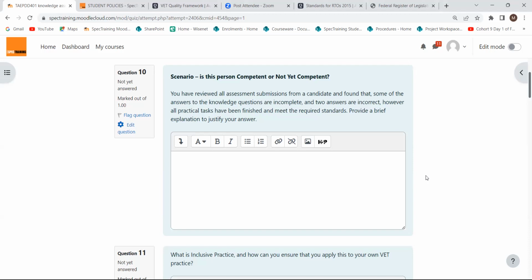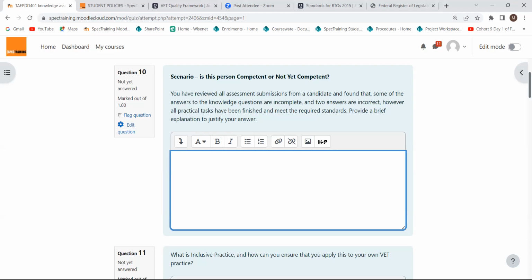Okay. So if you're looking to answer this question, we could say, the practical performance is complete and is satisfactory, but the student is not yet competent in the knowledge areas because the answers by the students are not yet satisfactory as they have not met all of the criteria for a good answer, which is the answers are not valid, authentic, and current and sufficient.